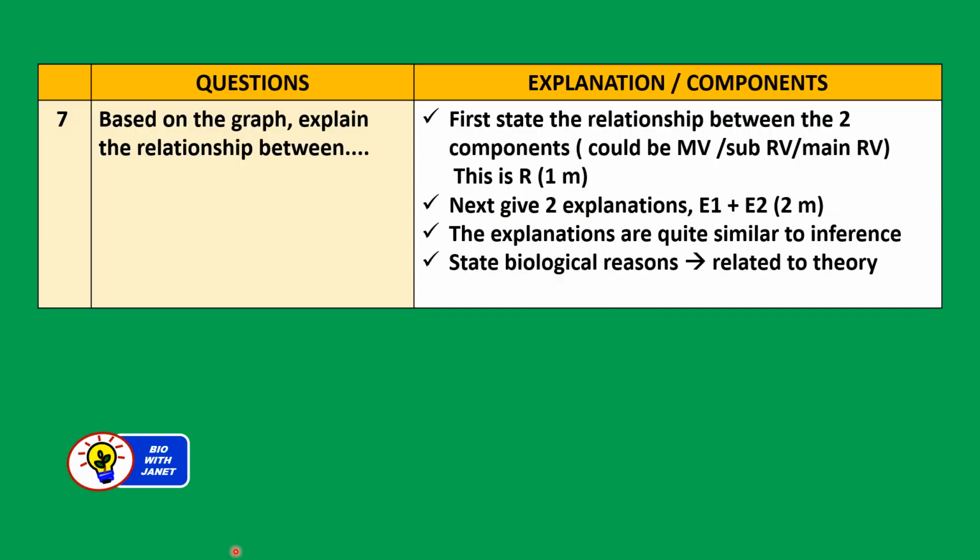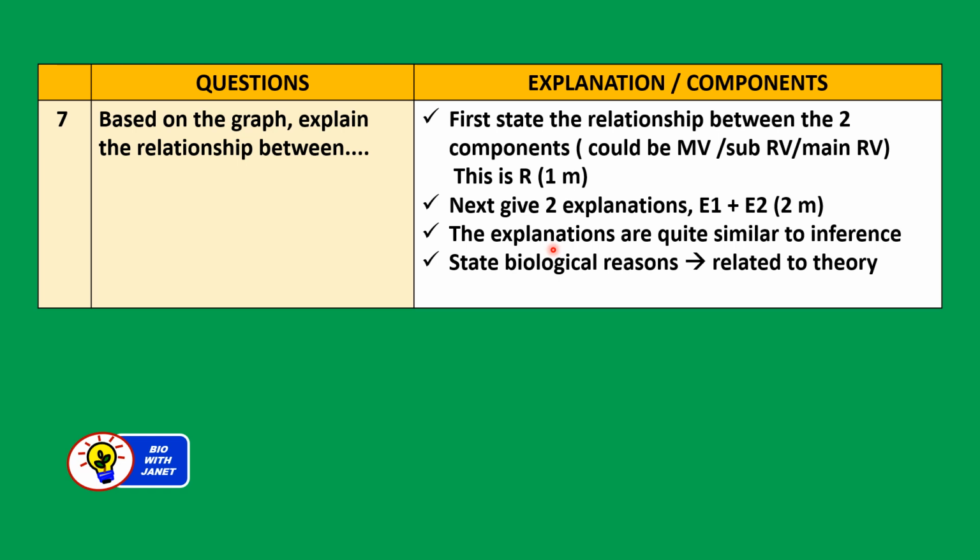Now let's talk about another question. Based on the graph that you have drawn, explain the relationship between, it could be MV with the sub RV, or MV with the main RV, or sub RV with sub RV, and so forth. Relationship between two different factors or variables. So first we have to state the relationship between the two components that are mentioned. So this is R, the relationship, 1 mark. The relationship is similar to hypothesis in this sense, but you have to go beyond that, and you have to give two explanations. For the explanation part, you can divide the graph into different parts and then explain it, as we will see afterwards. So give at least two explanations to get 2 marks.